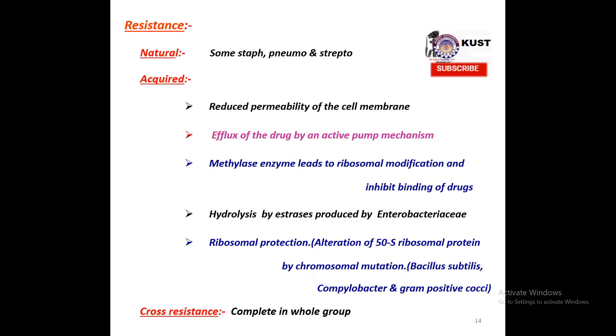Resistance: natural resistance to erythromycin normally occurs in staphylococcal, pneumococcal, and streptococcal species. They develop resistance. Some is acquired: reduced permeability of the cell membrane because of high efflux of the drug by an active pump mechanism. Methylase enzyme leads to ribosomal modification and inhibits the binding of the drug. Hydrolysis by esterase is normally produced by the Enterobacteriaceae. Ribosomal protection is alteration of the 50S ribosomal protein by chromosomal mutation, like in Bacillus subtilis, Campylobacter, and gram-positive cocci.